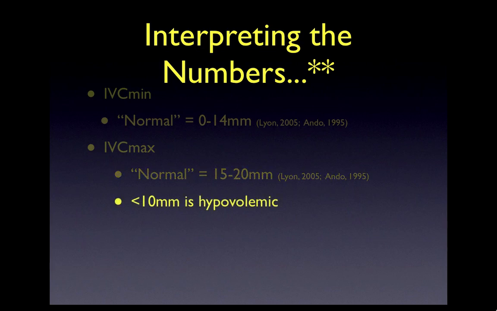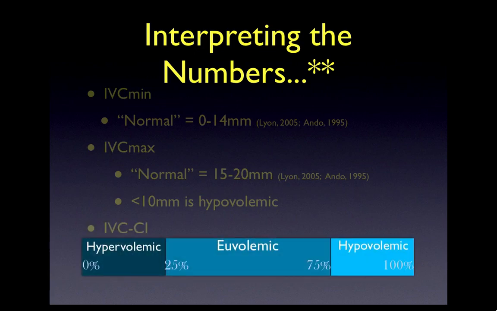Generally speaking, if you have a max diameter less than 10 millimeters, that is consistent with the patient being hypovolemic. With regards to the caval index or the collapse index, the numbers are more helpful at the extremes. As you approach 0%, it is consistent with the patient being hypervolemic. In the middle ranges from about 25 to 75%, it's typically consistent with a patient being euvolemic, and as you approach 100%, it is consistent with hypovolemia.